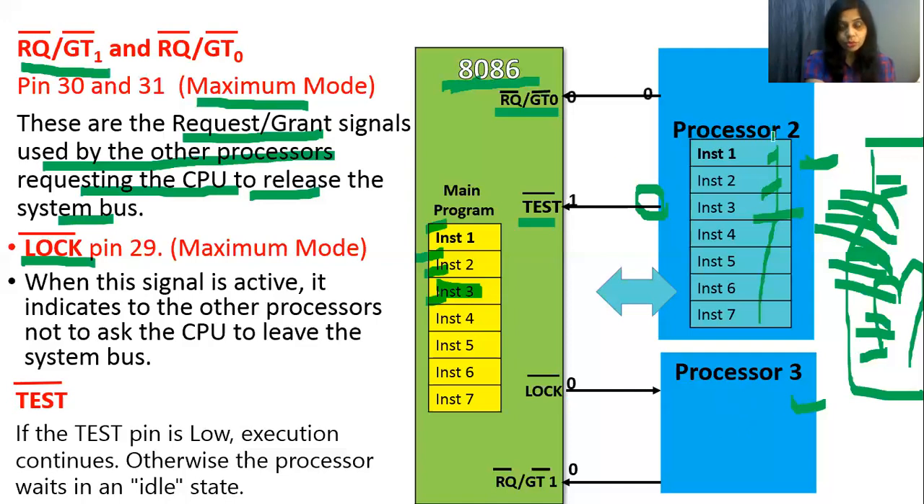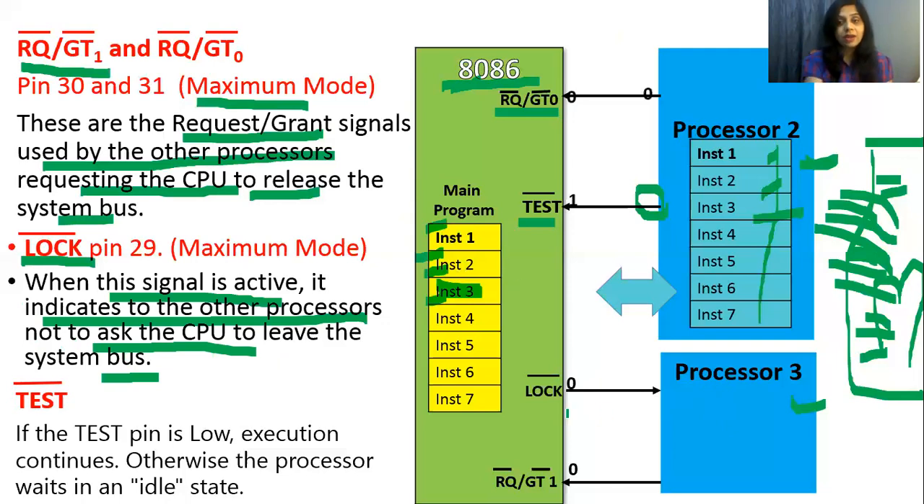Now this is processor 2. Let's assume a situation in which control of the buses is with processor 2. As long as control of the buses is with processor 2, the 8086 will transfer logic 0 on this pin to processor 3. When this signal is active, meaning logic 0, it indicates to the other processor, the third processor, not to ask the CPU to leave the system bus, because the 8086 doesn't have the system bus with it.